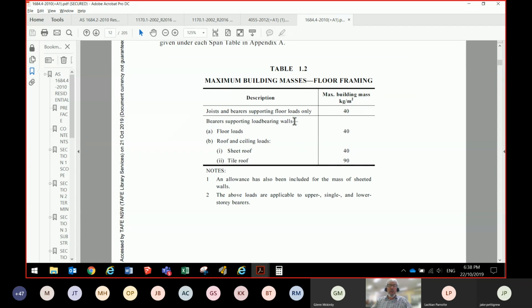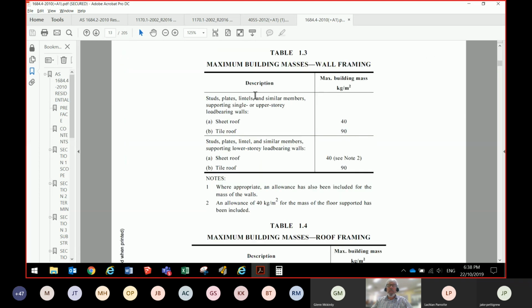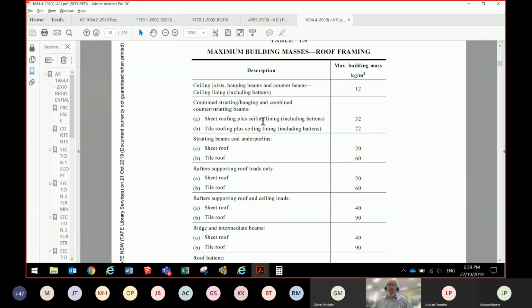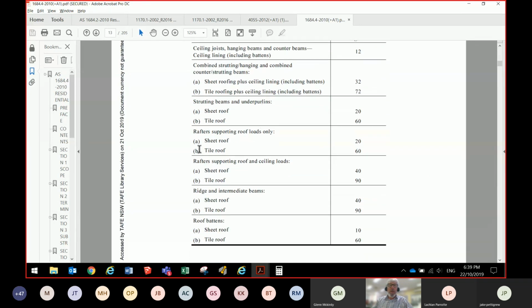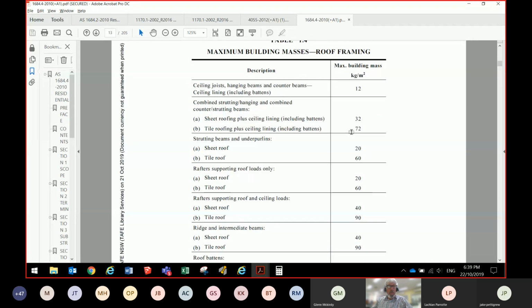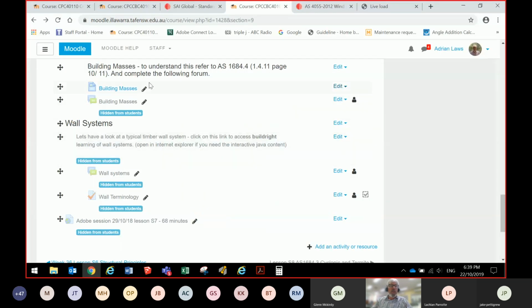We also have bearers supporting load-bearing walls, and it talks about amounts there as well. And then we've got the maximum building masses for wall framing. So all this information in these tables is listed here for us, in this particular case in kilograms per square metre. And there's our building masses for roof framing. Sometimes we've got to work out what weight is going to go on top of the building, and here we can see it all. For example, for a sheet roof, rafters supporting roof loads only, we've got 20 kilograms per square metre. And we can work our way through being able to solve some of those things there.